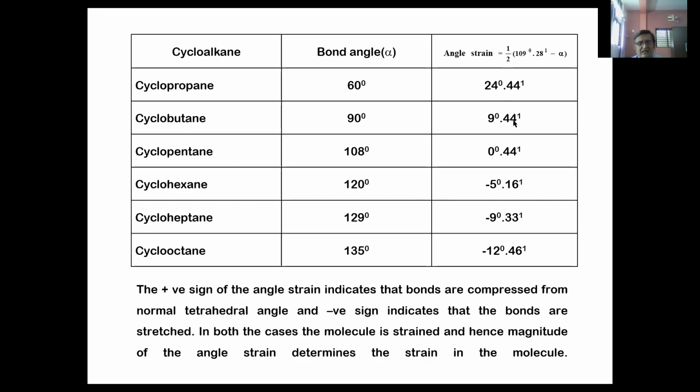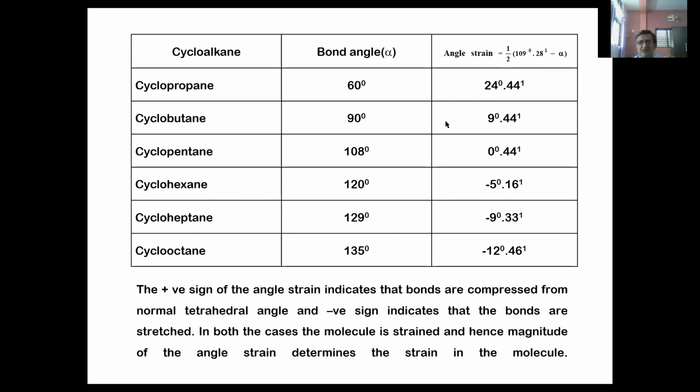Cyclobutane, 9 degree 44 minutes. You can apply that alpha is equal to 90 degree. Similarly, cyclohexane, a minus sign is there. Don't get confused with this positive value and negative value. A negative value does not mean a lower value. It means the expansion of the bond and compression of the bond. When ring size is very small, there is bond compression. When ring size is larger, it is bond expansion.